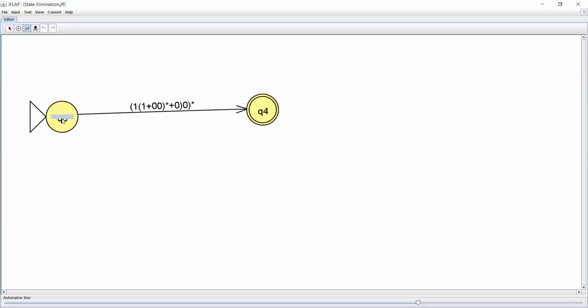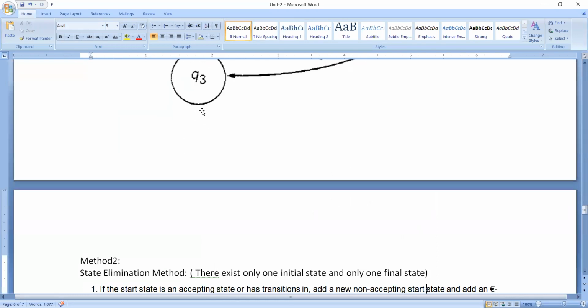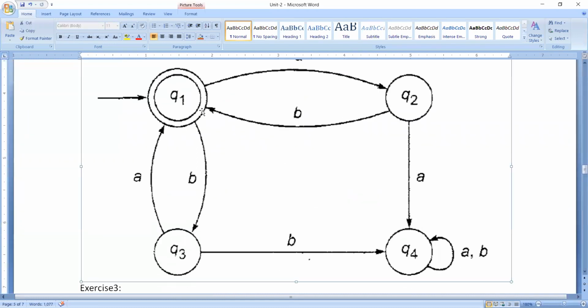That is, if you take an initial state like Q0 and a final state like Q4, this is going to be our regular expression. This is how you need to do the simplification using the state elimination method. Please remember that when you use the state elimination method, you need to find the regular expression between the initial state and the final state. And one more thing you have to consider is how you go about removing states. Okay, so let's take one more exercise.